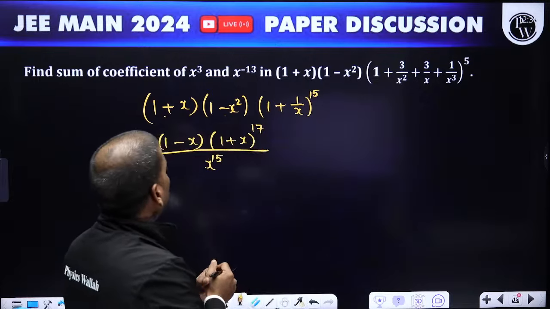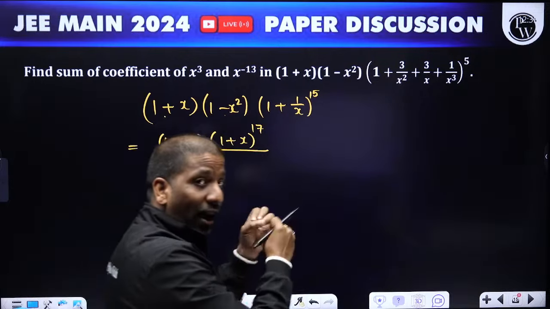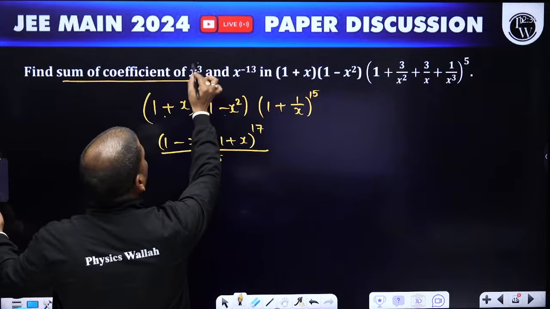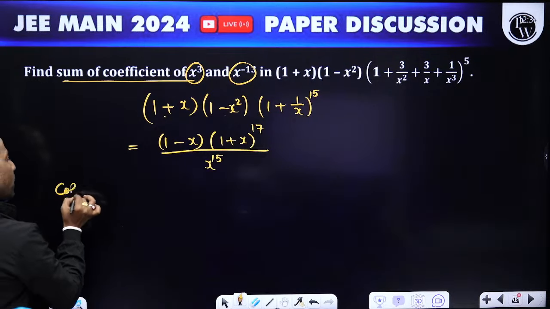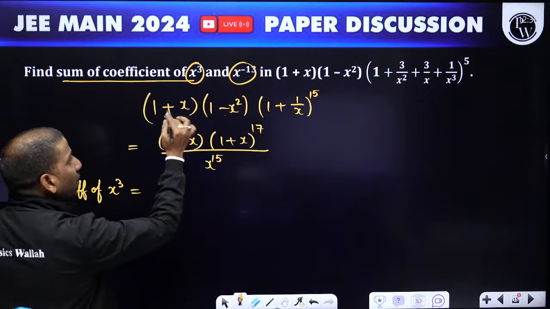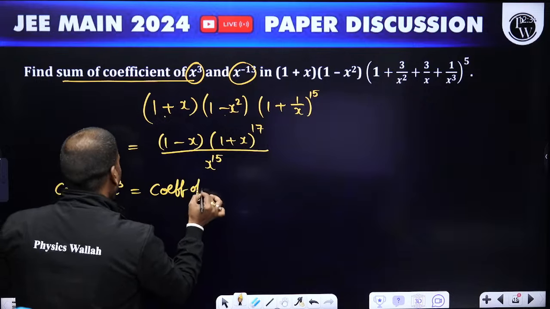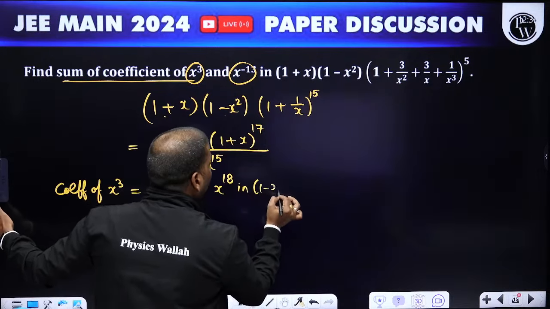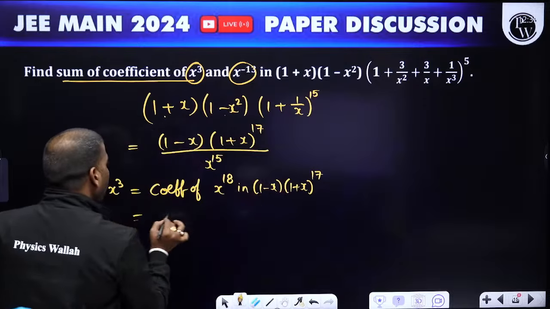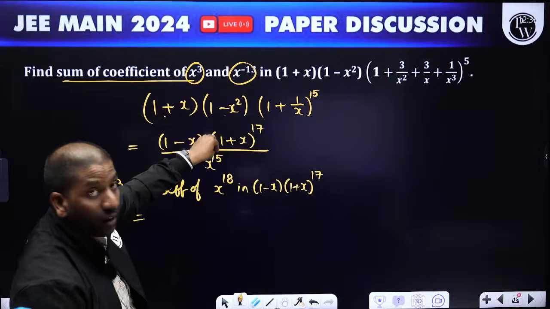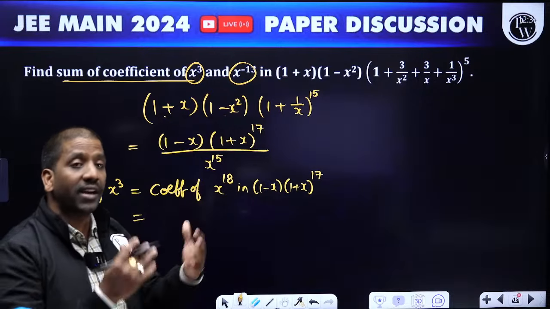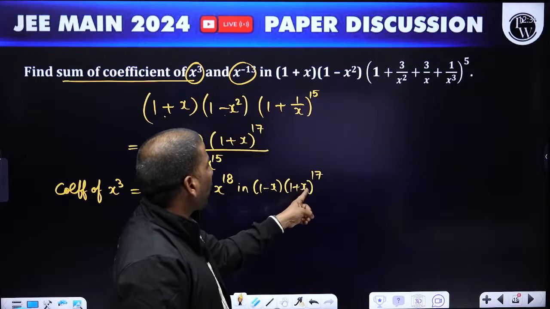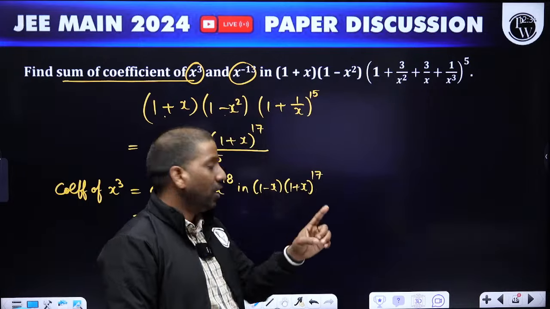Right? In this, see, we have simplified successfully with our standard binomial forms. Whenever we get the standard binomial forms directly, we will apply them. In this case, we want the sum of the coefficient of x cube and the coefficient of x power minus 13. So the coefficient of x cube in the given expansion is the coefficient of x power 15 in (1 − x)(1 + x) power 17. Do you agree? Because if you get x power 18 in the numerator, but x power 15 is already there in the denominator, finally it would be the coefficient of x power 3. That's the reason I am finding the coefficient of x power 18. But the maximum power of x in the second binomial expansion is 17 only, so you won't get anything there, right?